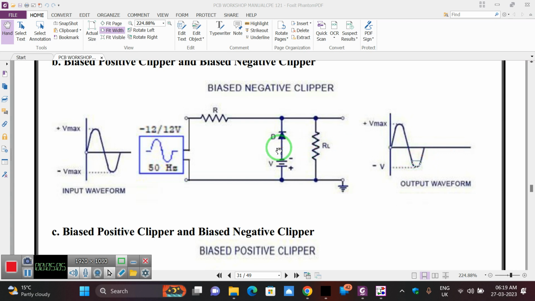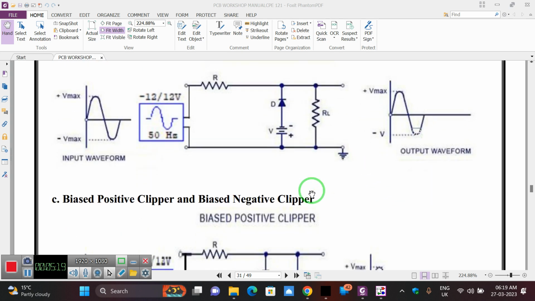There is no clipping option there, so that's why we have to be careful. The battery voltage should always be less than the signal generator or wave input signal voltage. Only then can we see the clipping effect in the output waveform.